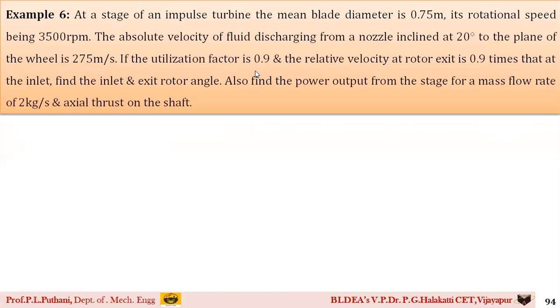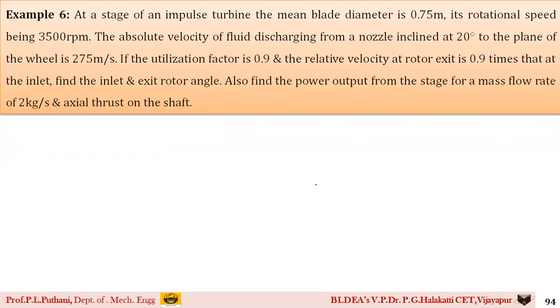If the utilization factor is 0.9 and the relative velocity at the rotor exit is 0.9 times that of the inlet, find the inlet and exit rotor angle. Also find the power output from the stage for a mass flow rate of 2 kg per second and the axial thrust on the shaft.